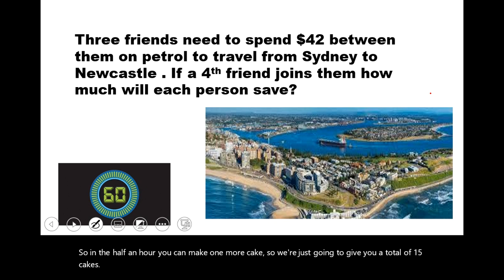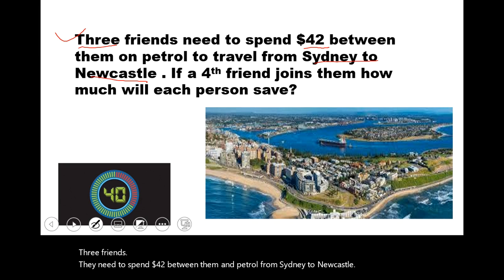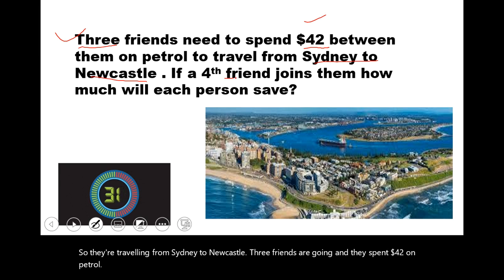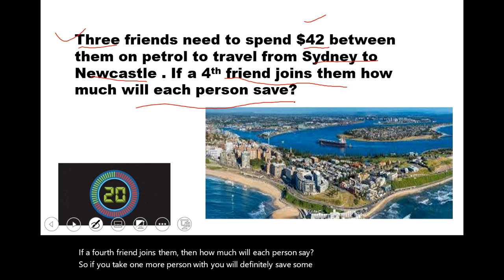Let's move to the next question now. Oh, it's a vacation. 3 friends need to spend $42 between them on petrol from Sydney to Newcastle. So they are traveling from Sydney to Newcastle. 3 friends are going and they spent $42 on petrol. If a 4th friend joins them, then how much will each person save? So if you take one more person with you, you will definitely save some amount. So that's what we are going to find in this sum.